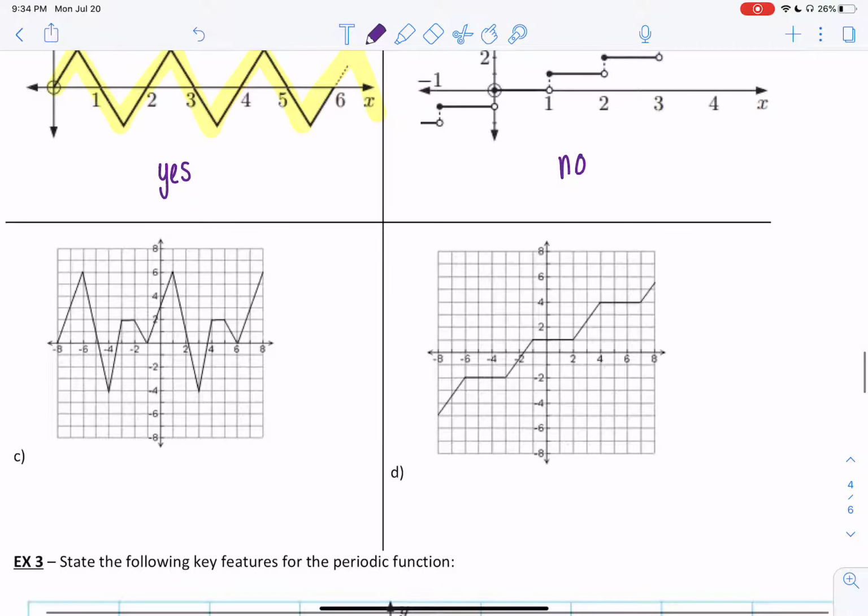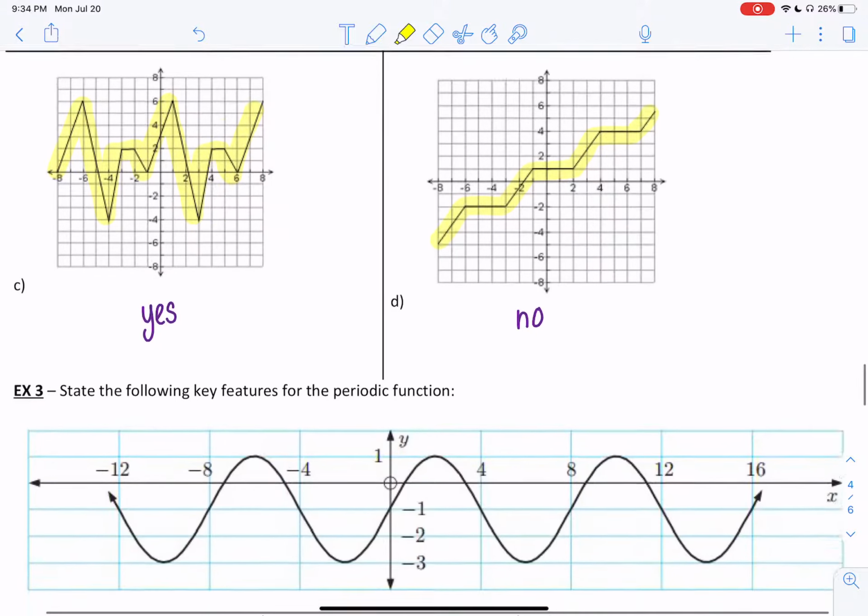Next, if I look at C, C is definitely periodic because I have the same pattern going over again and again. And D is not periodic because the pattern increases. So it's not the exact same over time. My y values are not the same pattern over my x values.